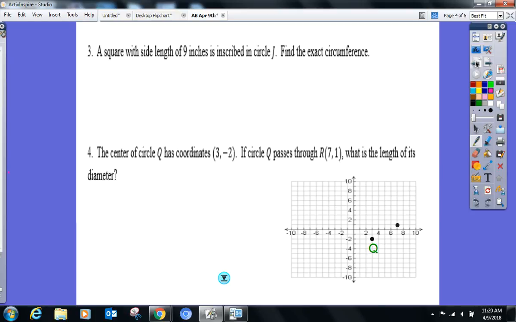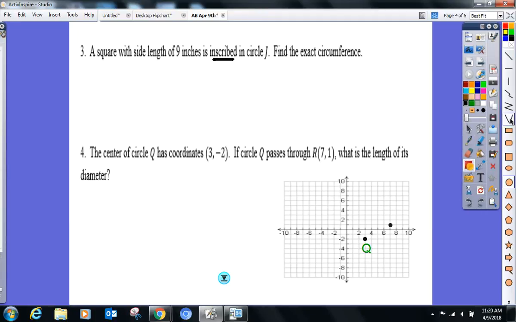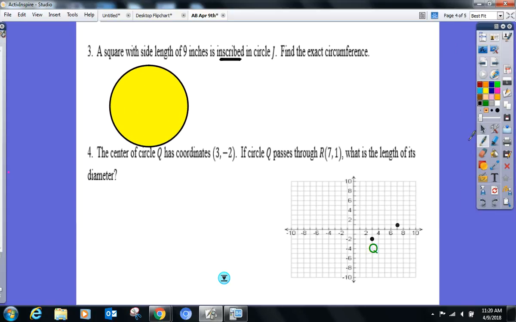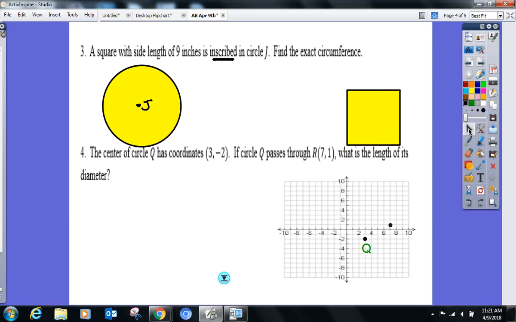A square with side lengths 9 inches is inscribed. What did we just talk about with inscribed? Where's the square? Inside circle J. J tells me what, if I'm calling it circle J? That's the center J. So let's make a little diagram here. Let's get a circle, where the center must be J. And what's inside here? The square. And if the square is inside, that means each of the vertices are touching the circle. So here's my square I'm going to put inside.